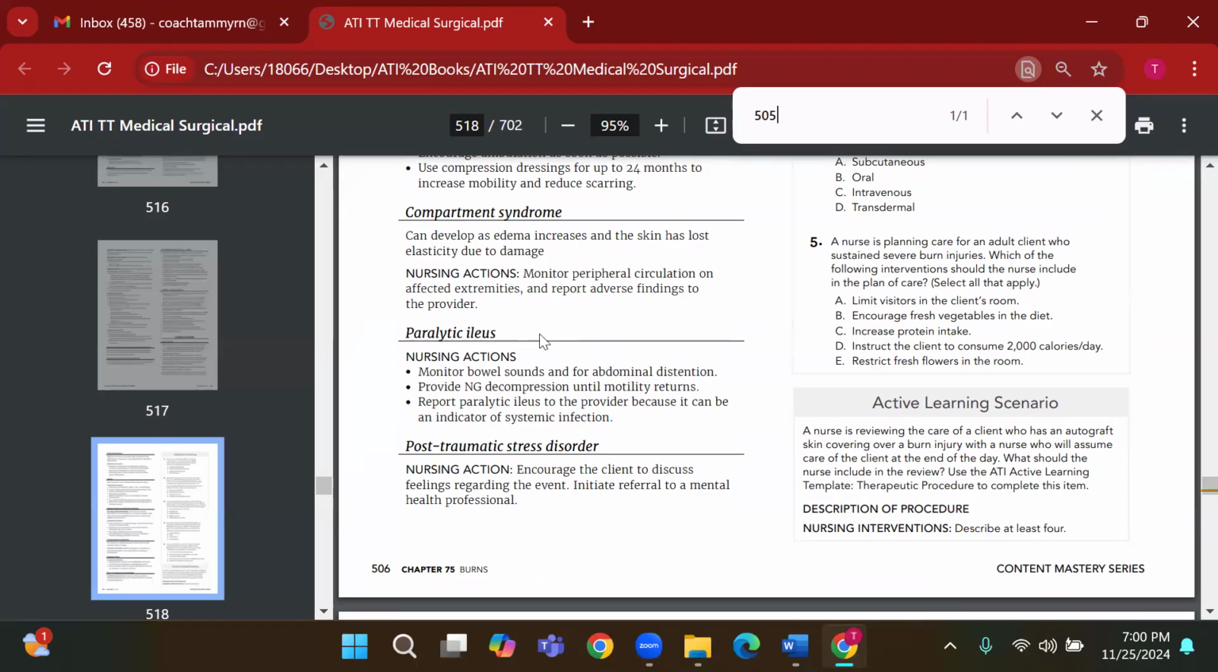And so if we see paralytic ileus, we could have a systemic infection. And then I don't know about you either, but post-traumatic stress disorder certainly can play a role in this. I don't know anybody who would go through a severe burn and not have some type of stress disorder.